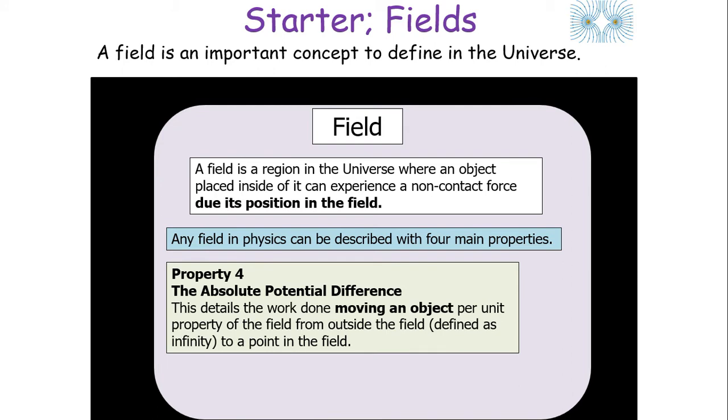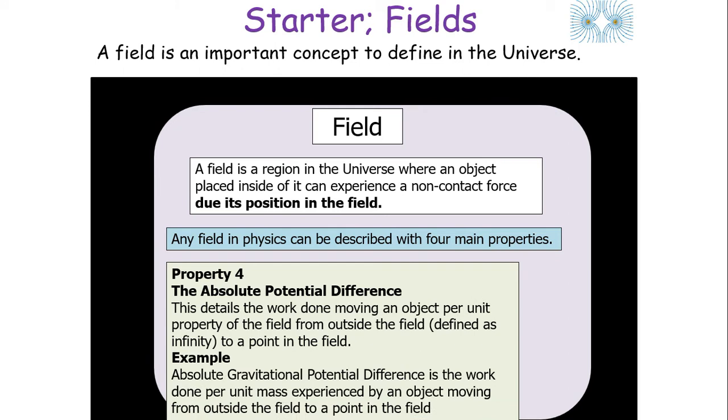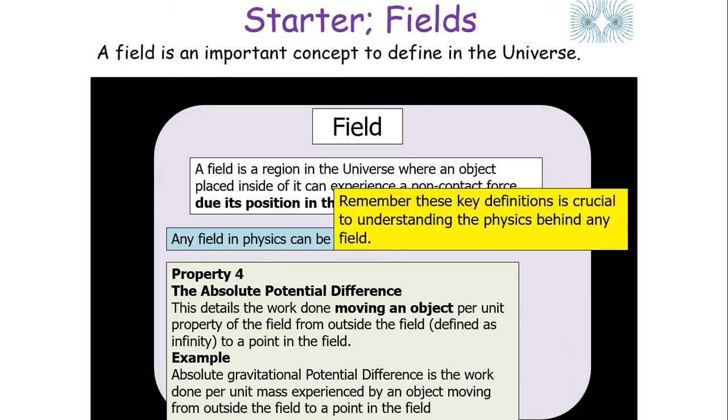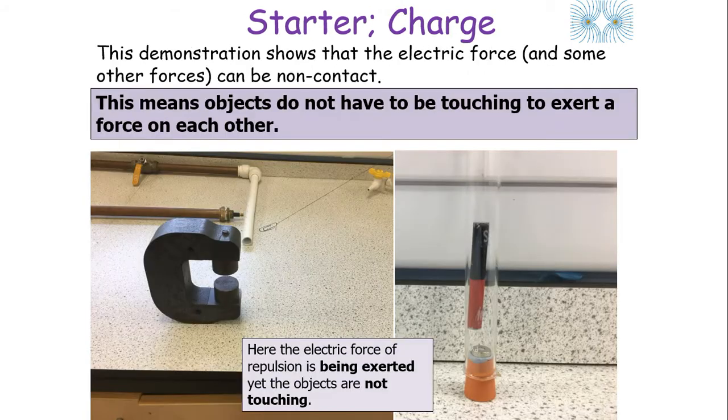The absolute potential difference details the work done moving an object per unit property of the field from outside the field, which we define as infinity, to a point in the field. So the absolute gravitational potential difference is the work done per unit mass experienced by moving an object from outside the field to a point in the field. Remembering these key definitions is crucial to understanding the physics behind any field.